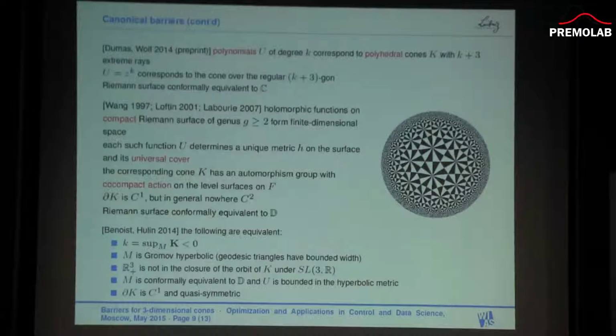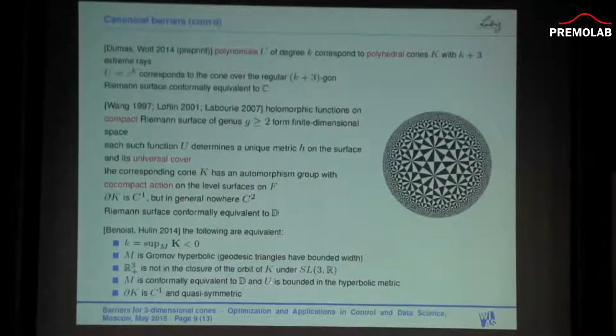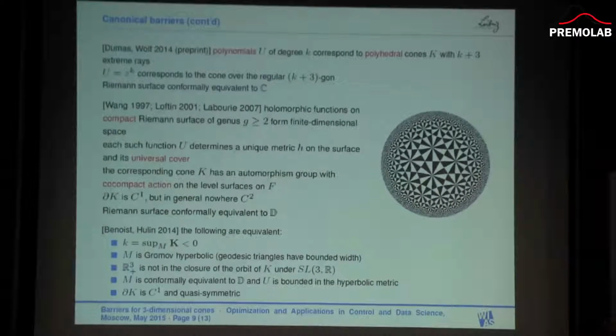It's equivalent to the condition that the corresponding cone, if you act with the special linear group on the cone and consider the closure of the orbit under this action, that this closure does not contain the orthant, or that the Riemann surface is conformally equivalent to the hyperbolic disk and the cubic form is bounded in terms of the hyperbolic metric, or that the boundary of the cone is quasi-symmetric. So this is a quite simple condition, but it's technically a bit involved.